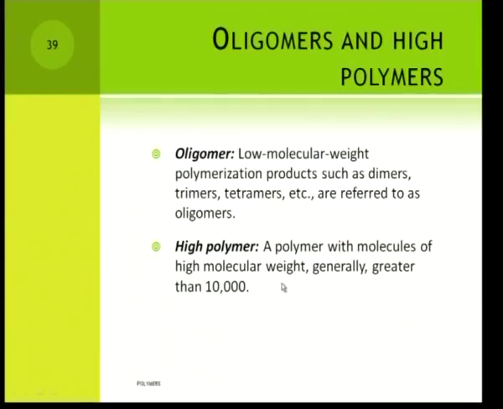Then what about the high polymer? Exactly, it is the extreme on the other side of the polymer. When it is low molecular weight, you call it an oligomer, and when it is very high on the molecular weight scale, then you call it a higher polymer or high polymer. Hence, a polymer with molecules of high molecular weight, generally greater than 10,000, you call a high polymer. So, these are the two differentiating words: low molecular weight polymers, and high molecular weight polymers.